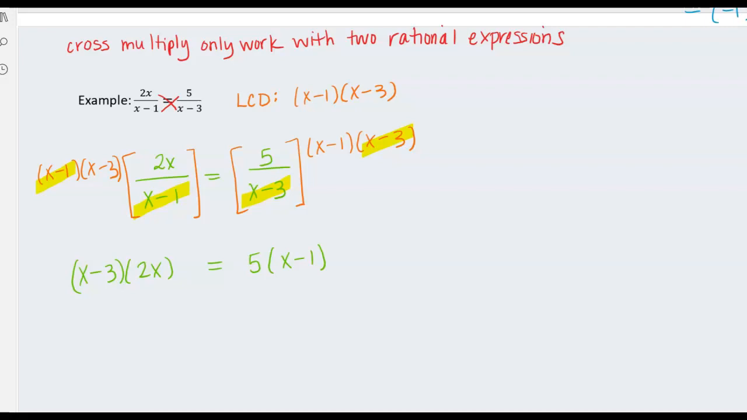So multiplying this out, we get 2x squared minus 6x equals 5x minus 5. Because I have a term that is squared, I know that I have a quadratic, and the way we solve quadratics, as we saw in the last section, is to move everything to one side and 0 on the other. So I'll subtract 5x from both sides, and then I'll add 5 to both sides.